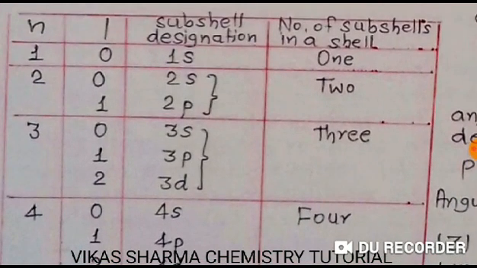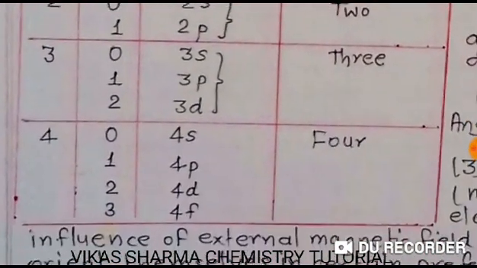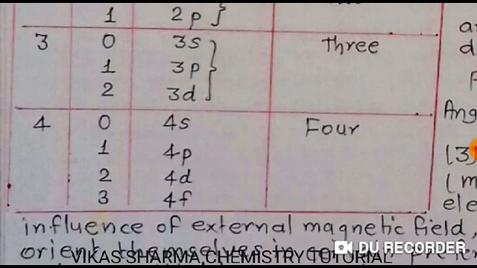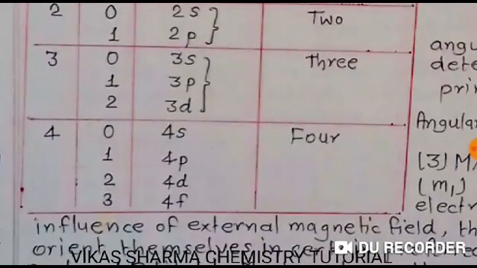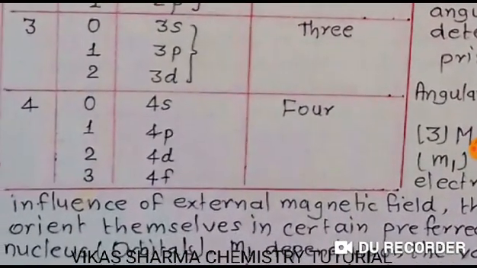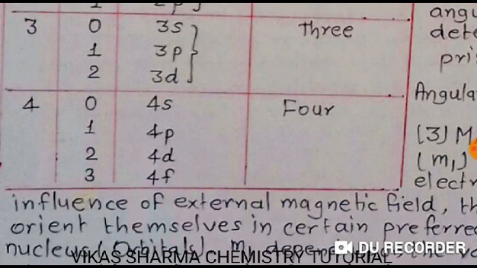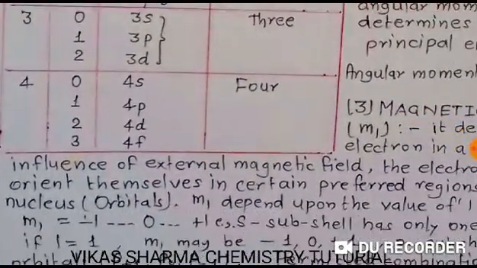So there are two subshells. If the principal quantum number is 3, 3 minus 1 gives 0, 1, 2. So 3s, 1 is 3p, 2 is 3d. So there are 3 subshells. If the principal quantum number is 4, 4 minus 1 gives 0, 1, 2, 3. 0 belongs to s, 4s, 1 is 4p, 2 is 4d, 3 is 4f. This means there are 4 subshells.